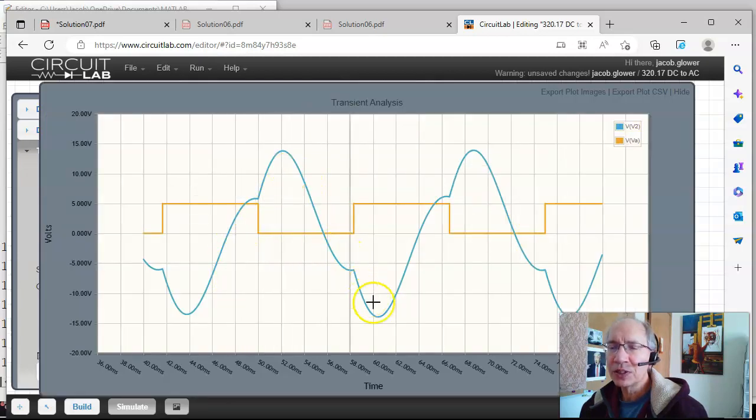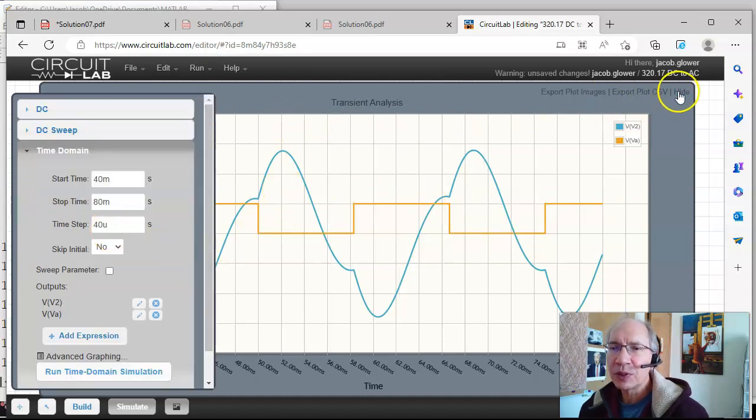So this is V2, the blue waveform, and I can see the period. The frequency is 60 Hertz, because my forcing function is 60 Hertz. And here's one cycle. One cycle starts at 49.5 milliseconds and ends at 66.57 milliseconds. That doesn't really look like a sine wave.